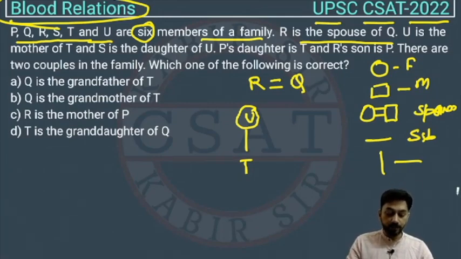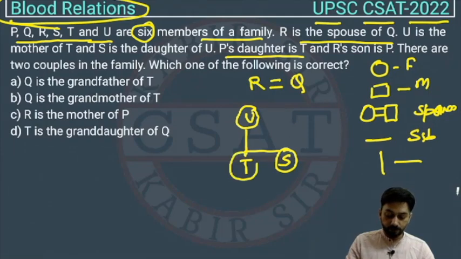Now S is the daughter of U. Now we know S is also a daughter of T or U, right? So T and S are siblings. Okay. Now P's daughter is T. Now T is a daughter, right? And daughter of P. And U is also a parent of T. So they will be related as spouses. So P is male, right? So this will be this kind of relation because P's daughter is T.